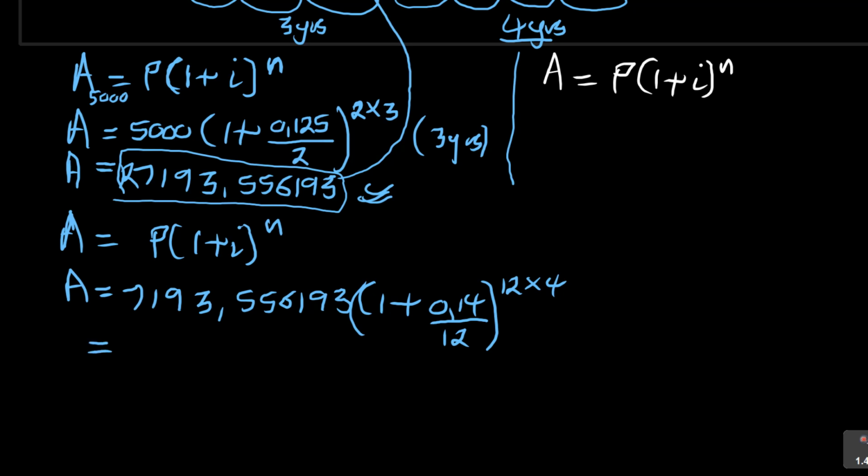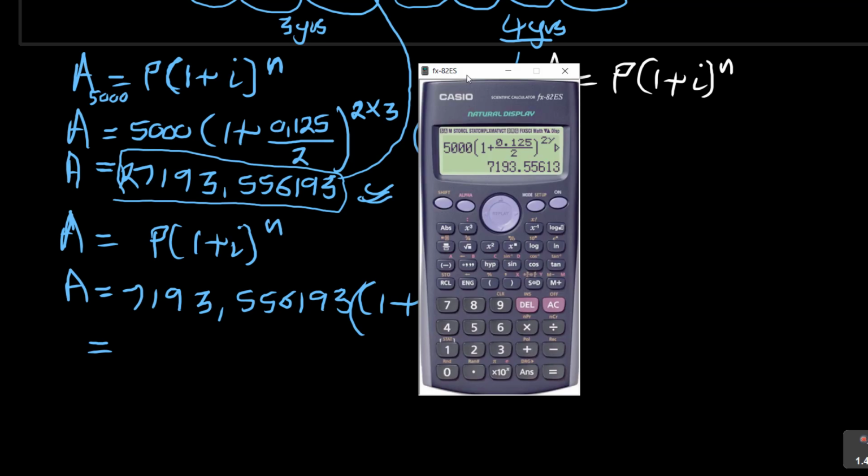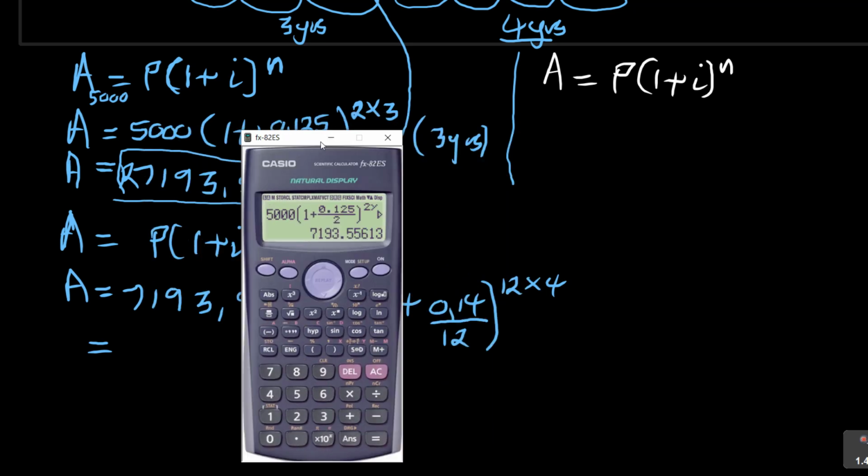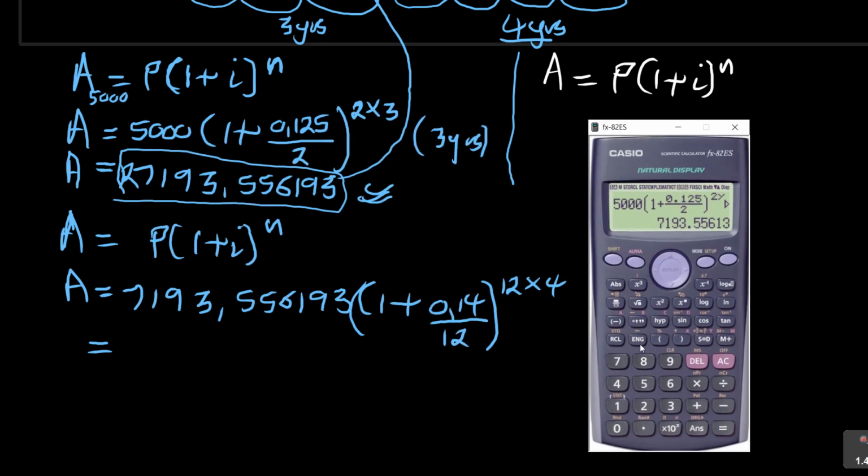Then with that, I had that previous figure. So I hope I wrote it right. 7193.55616. It was not 6193, but it's fine. I still have it here. So I'm going to take that money, which is this one, and then say bracket.